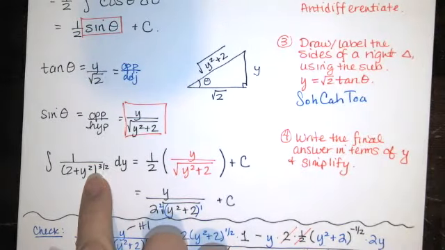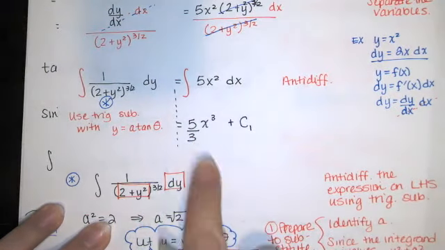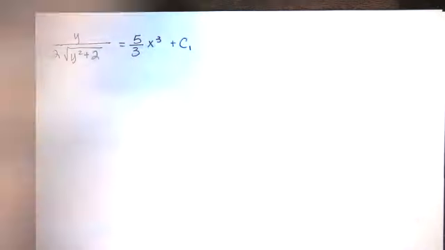So we evaluated that integral on the left-hand side, and we set that equal to the result of the integral on the right-hand side. And we checked it out. We're sure it actually worked. So we have y over the square root of y squared plus 2 times 2 equals 5 over 3 times x cubed plus c1.